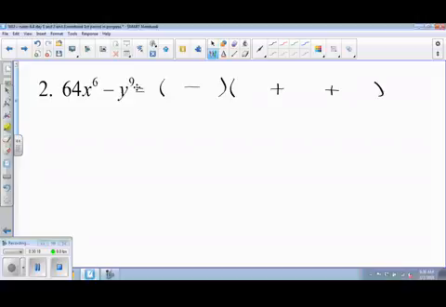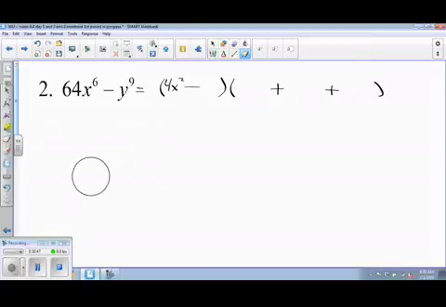Calculator can tell us the cube root of 64 is 4. But the cube root of x to the 6, all you do is take that 6 and divide it by 3. That's x squared. Because x squared times x squared times x squared is x to the 6. Or you can think about x squared to the third power is x to the 6. Okay?